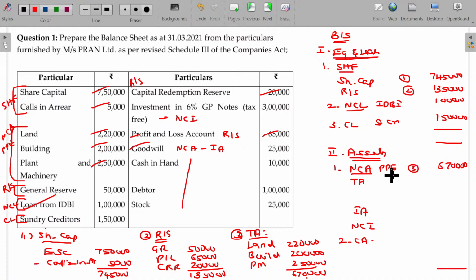And we have goodwill, intangible assets, 25,000. And investments, 6% government notes, 3 lakhs.